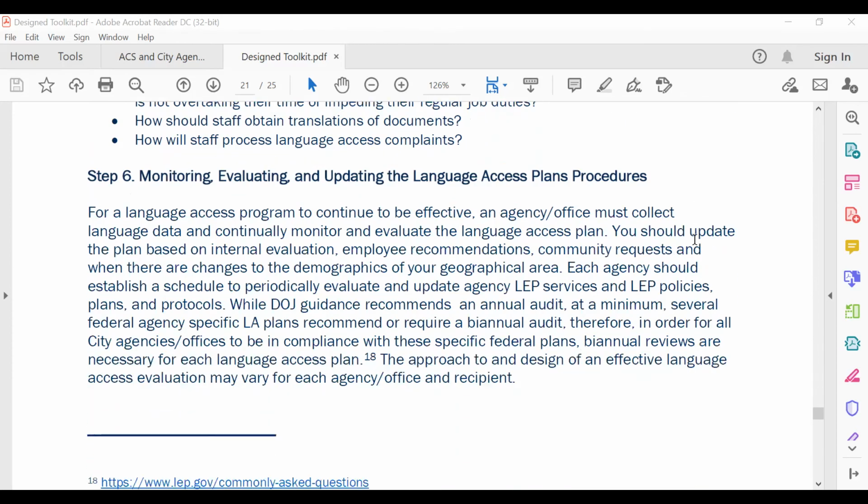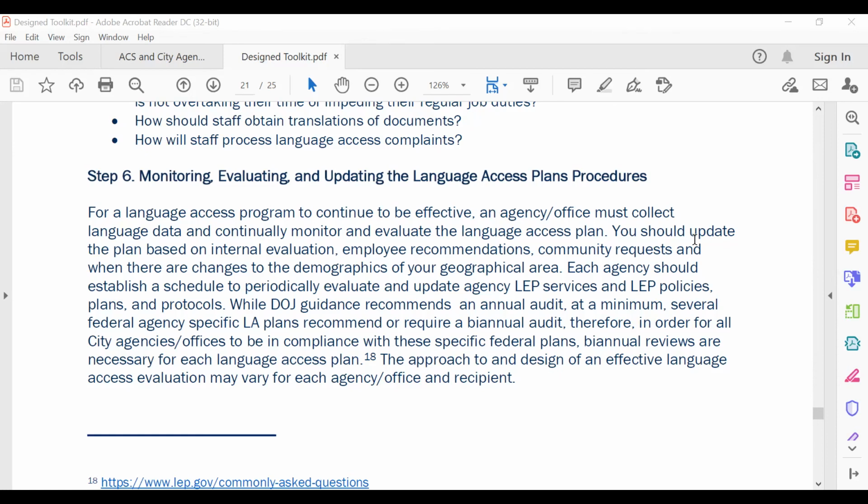And then lastly, monitoring, evaluating, and updating the language access plan's procedures. In order for the program to continue to be effective, one, you do have to collect data on the languages that you encounter the most inside of that program, or maybe a geographical area, that will help you develop your follow-on plans or could help you modify the plan that you currently have. The one thing that I do want to highlight here is that while DOJ recommends an annual audit, at a minimum, a biannual audit is required.